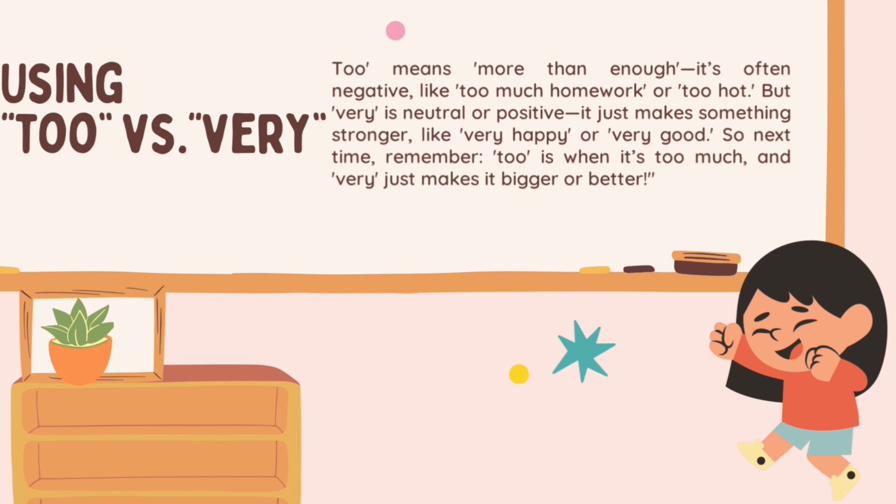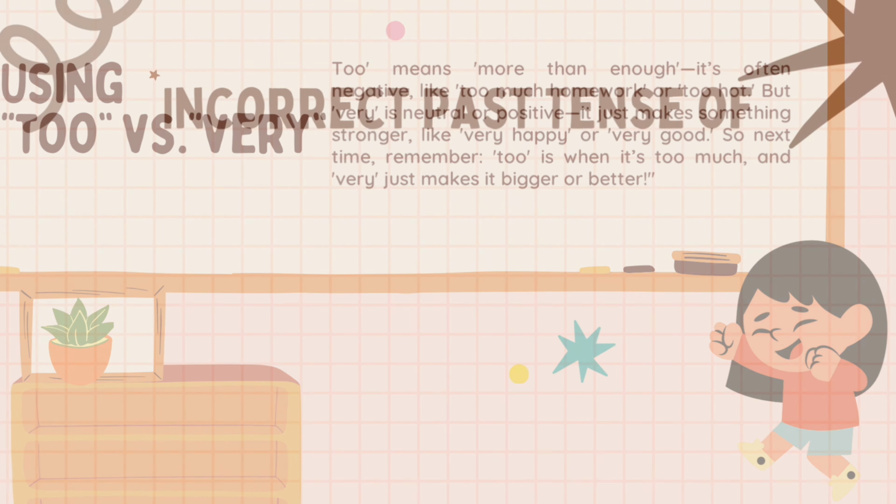Too means more than enough. It's often negative, like too much homework or too hot. But very is neutral or positive. It just makes something stronger, like very happy or very good. So next time, remember, too is when it's too much, and very just makes it bigger or better.